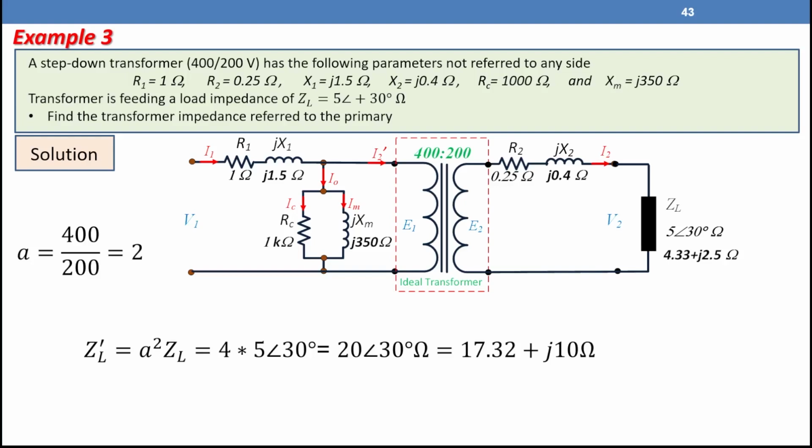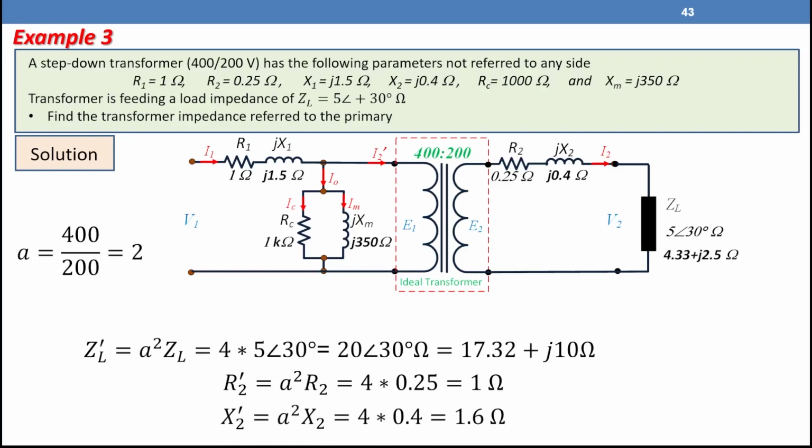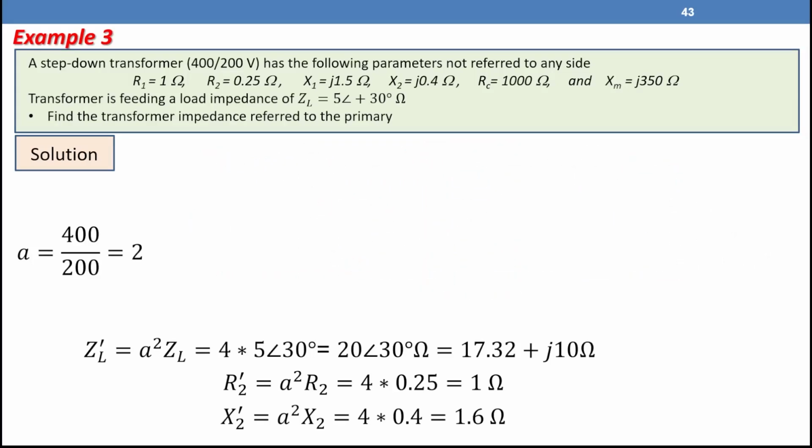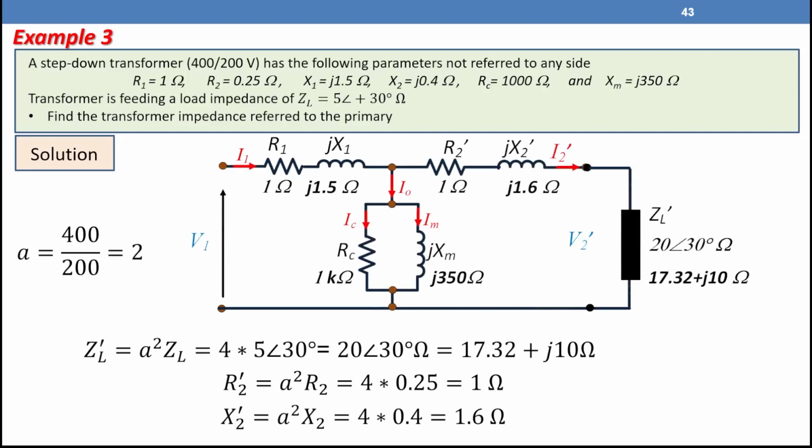And in rectangular form, that will be 17.32 plus j10. R2 dash equals A square R2, 4 multiplied by 0.25, equals 1 ohm. And X2 dash equals A square X2, 4 multiplied by 0.4 equals 1.6 ohm. So the equivalent circuit will be as shown in the figure. We have the primary side still the same, R1, X1, R core and XM, but the secondary is referred to the primary: R2 dash, X2 dash and Z load dash. The angle of Z load dash does not change with the referring, so we have angle 30 degrees. Now we can solve this circuit using circuit analysis theorems.